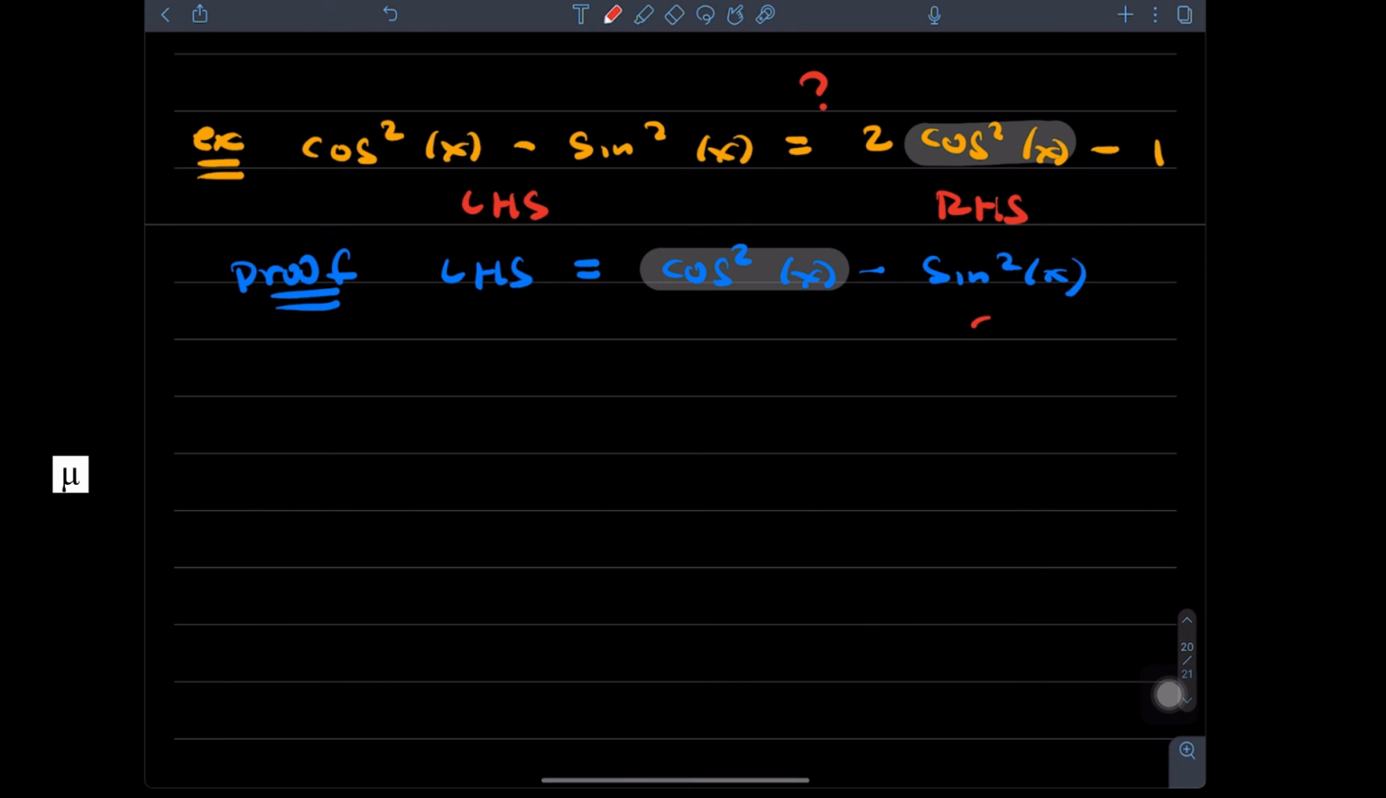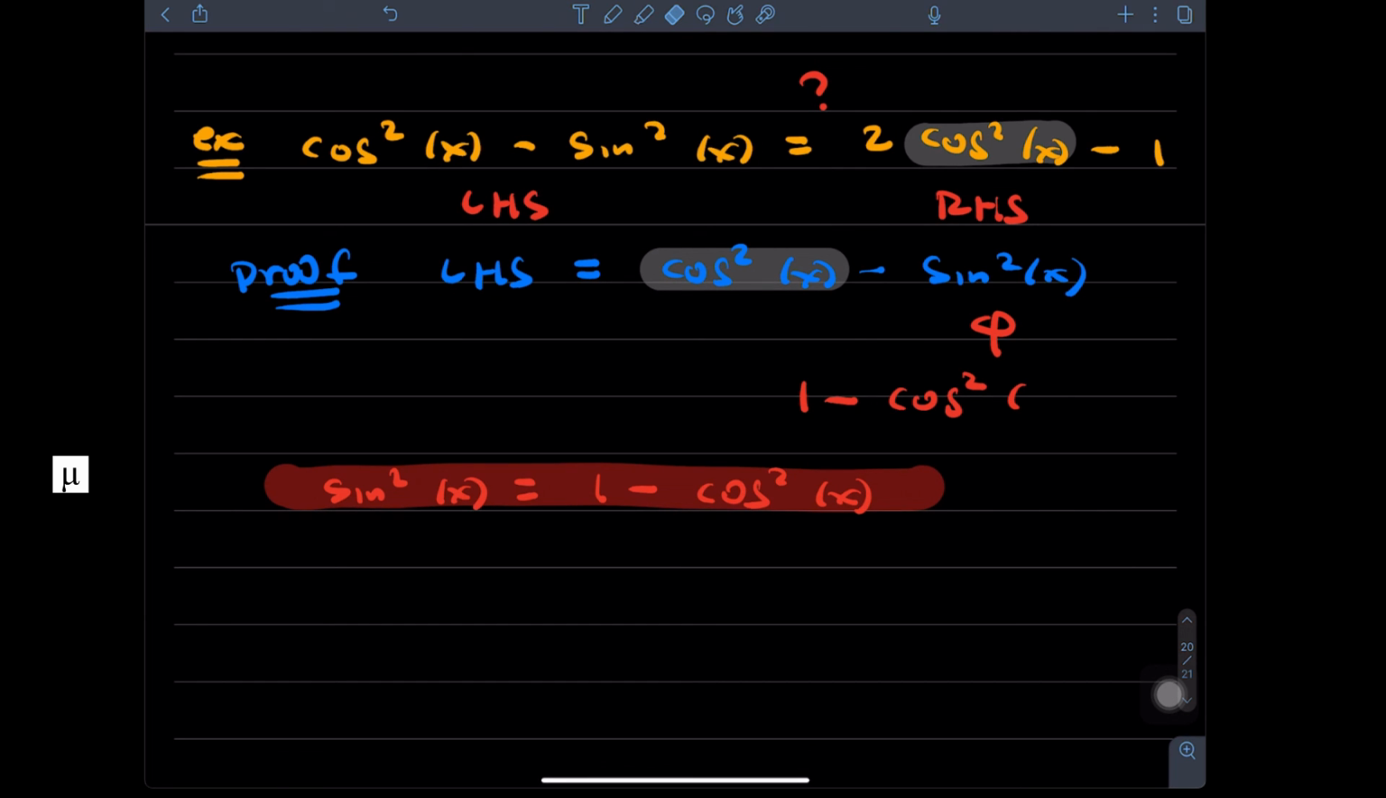You see that sine squared? I'm going to preserve the cosine squared because it's on the other side. What can I use here for sine squared? Do you guys know? Sine squared equals 1 minus... Yeah, the Pythagorean identity. Remember this one? Sine squared is 1 minus what? Cosine squared. So I'm going to replace it with that.